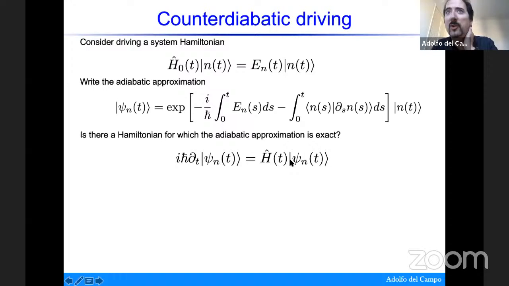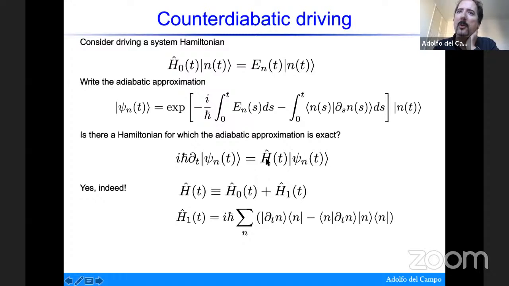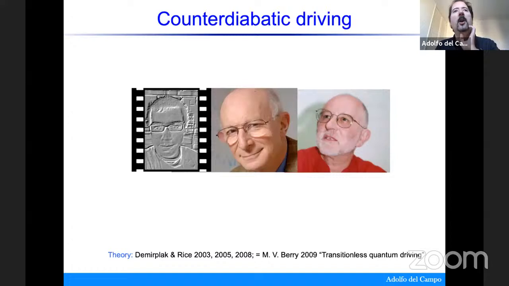H is different from H naught. And here, this is the adiabatic approximation to H naught. And this is always the case. You can always find this Hamiltonian, and it's your system Hamiltonian plus some control. And this is what is called the counter-diabatic control, which you can find explicitly if you know the eigenstates of the system. There are other ways to find it, but typically this is the original construction. So this technique has been known for a while. It was developed by Stuart Rice and his postdoc Mustafa Demirplak.